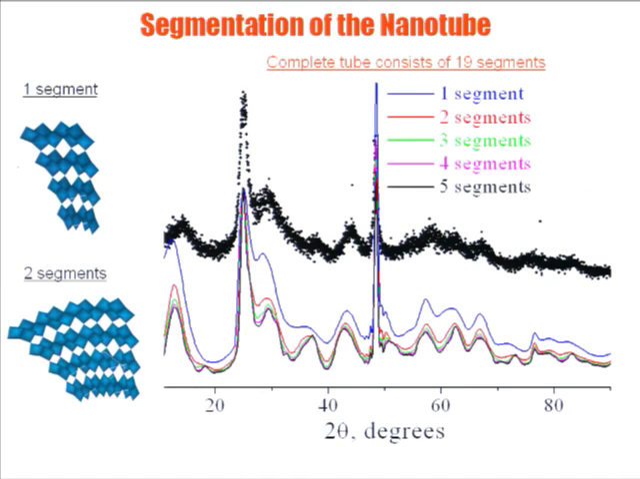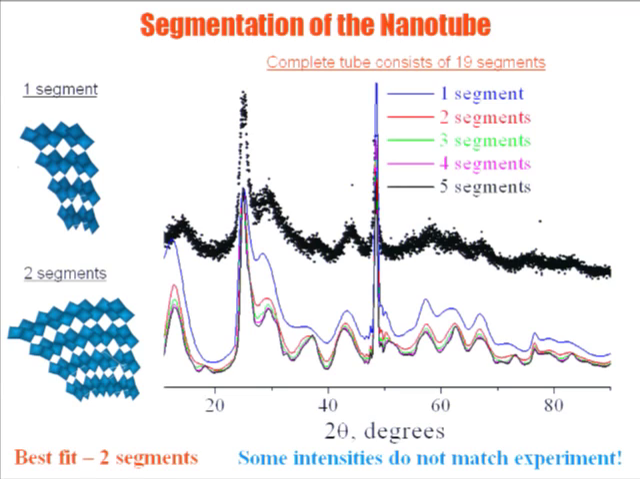And of course, in order to reduce the number of peaks and make peaks broader, the obvious thing would be to cut the ordered region from the full tube just to a kind of a segment. And we tried different numbers of segments. This is a single segment, 2 segments, and we found out that the best fit, it's a little bit difficult to see from this pattern, but the best fit was obtained with 2 segments. However, some intensities didn't match the experiment very nicely.